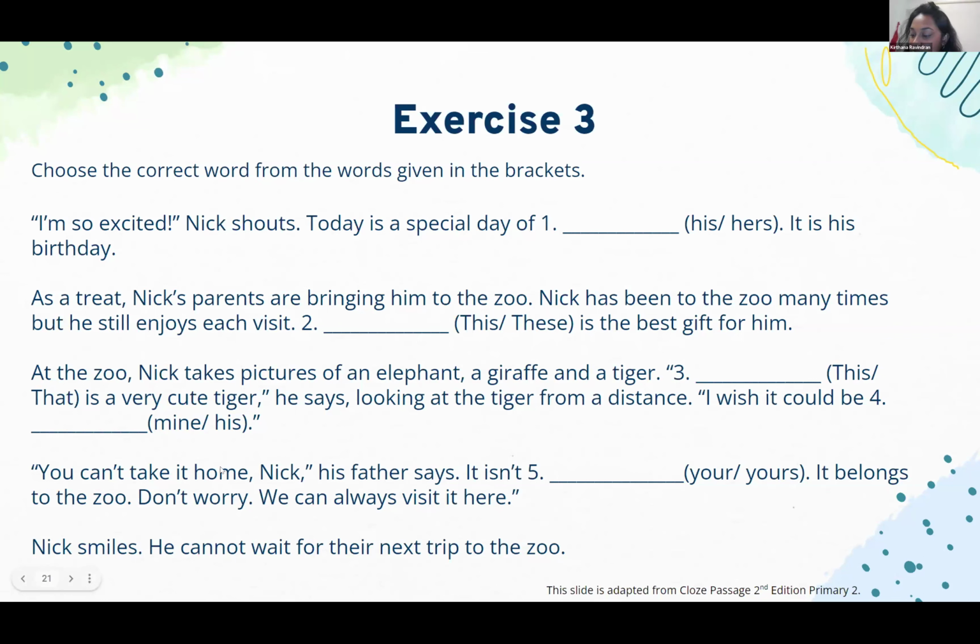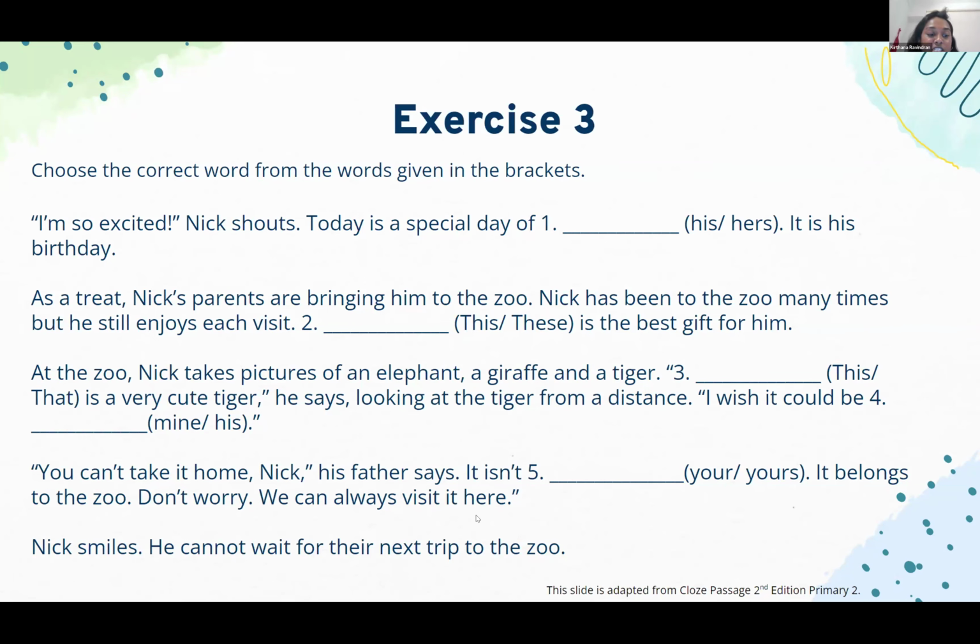You can't take it home, Nick, his father said. It isn't yours. It belongs to the zoo. Don't worry. We can always visit it here. Very good, okay? You can't take it home, Nick, his father says. It isn't yours. It belongs to the zoo. Don't worry, we can always visit it here. Okay, so yours shows the property.